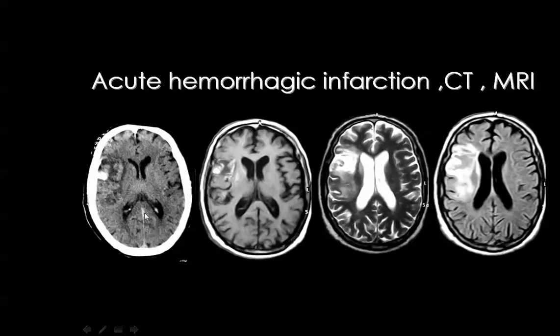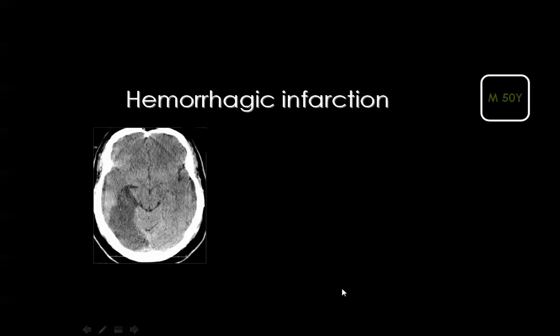And hemorrhage can be easily detected by CT in the acute phase and by MRI in the subacute phase, particularly where you can see high signal blood within the infarcted area in the right temporal region or temporoparietal area. And this is the T2 weighted image, and this is the FLAIR image.